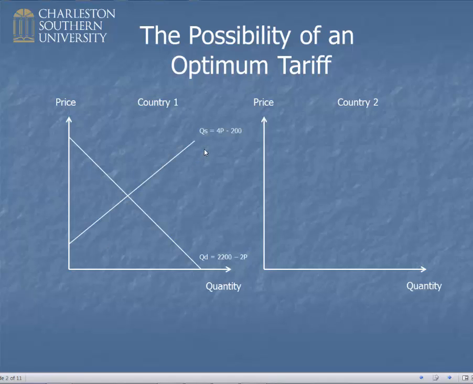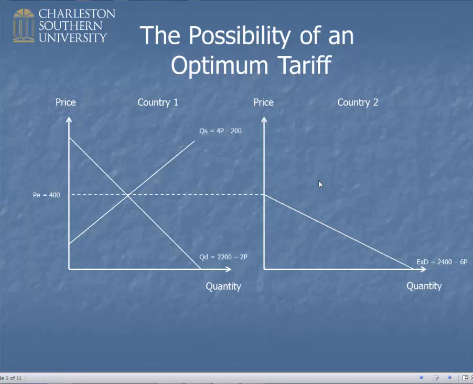Then we have our supply curve. This intercept over here is going to be 200 divided by 4, which is 50. Then we have our equilibrium price, and now I've gone ahead and drawn this equilibrium price all the way over into country 2, and you can see that the excess demand curve starts at the equilibrium from country 1, because really any price above 400, country 2 has no opportunity to sell in country 1. In fact, country 1 would be exporting.